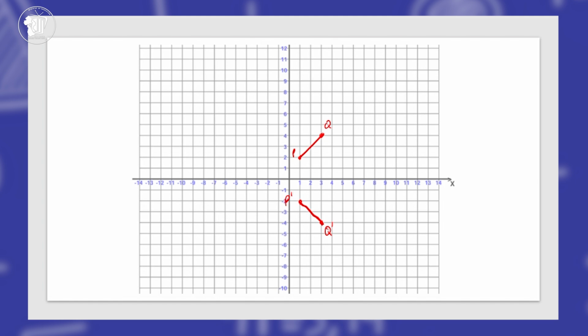It also said to state the coordinates of P prime and Q prime. The coordinates for P prime: we go 1 across and 2 down, so it's (1, -2). The coordinates for Q prime: we go 3 across, and you see we go down 1, 2, 3, 4, so it's (3, -4). And that would be the coordinates for P prime and Q prime. That's how you perform a reflection. You just count towards the mirror line, and depending on the number of steps you count, you do the same thing on the opposite side.